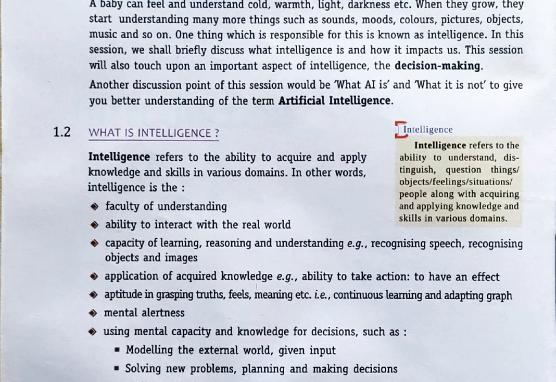So, intelligence can be divided into various parts. The first step is to understand the concept. Then, after understanding the concept, you can distinguish between the concepts. And after you get the power to distinguish, you will have some doubts, so you will raise questions about things, objects, feelings, situations or people. And at the end, after acquiring the knowledge, you will apply it in various domains of your life.